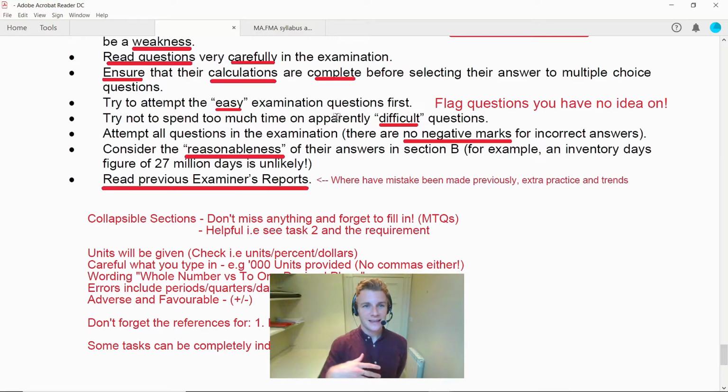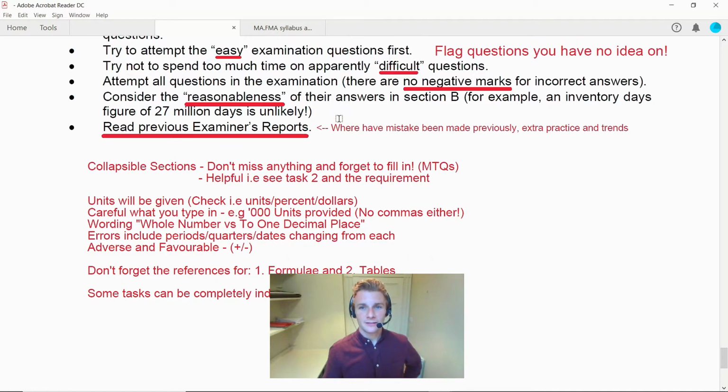Next point on here, so we've read the questions properly. Ensure that the calculations are complete as well. Not doing the full thing. Why would you do half a calculation? Before selecting their answers for a multiple choice question, show it all on there. Try to attempt the easy questions first.